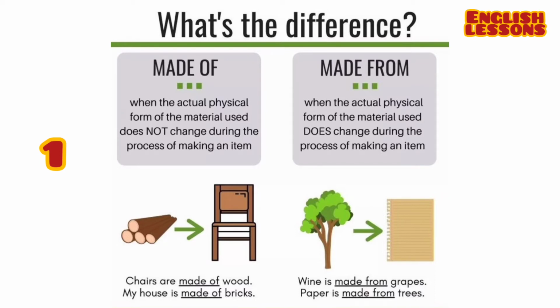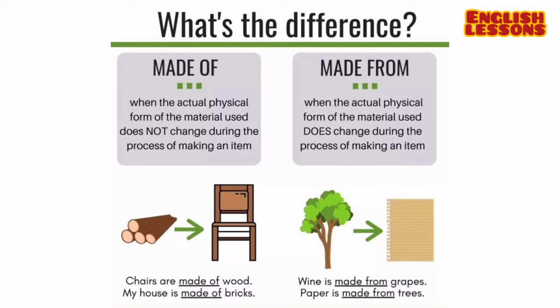What's the difference? Number one, made of and made from. Made of means when the actual physical form of the material used does not change during the process of making an item. And then made from means when the actual physical form of the material used does change during the process of making an item.